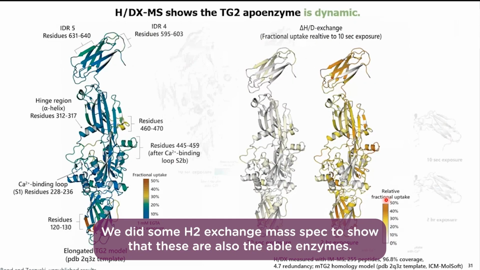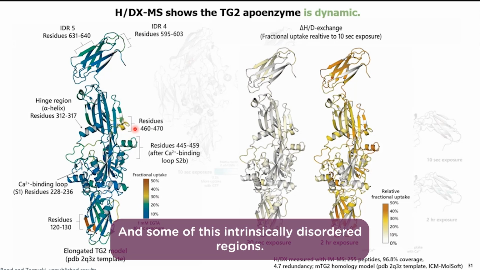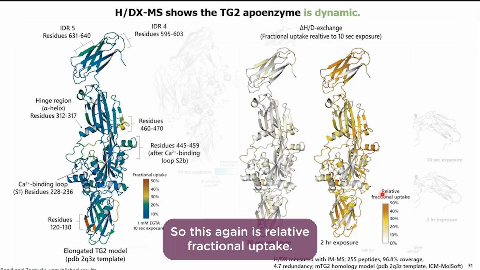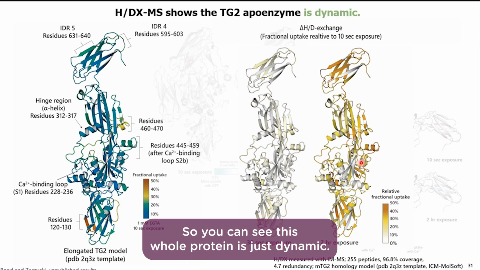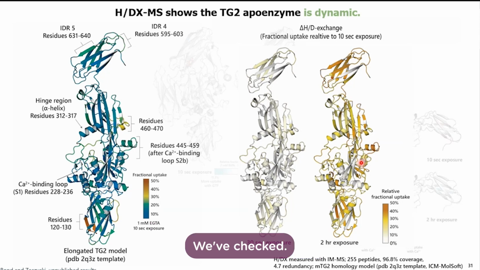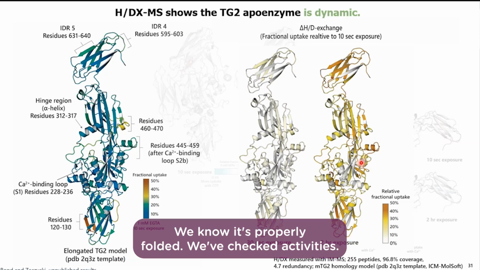We did some HD exchange mass spec to show that the APO enzyme is also very wiggly. Within 10 seconds, we see roughly 30% exchange in some of those intrinsically disordered regions. This is 2 hours exposure. So this again is relative fractional uptake. So you can see this whole protein is just dynamic. We know it's folded still under these conditions. We've checked. So we know it's folded. We know we're still moving around okay. We know it's properly folded.